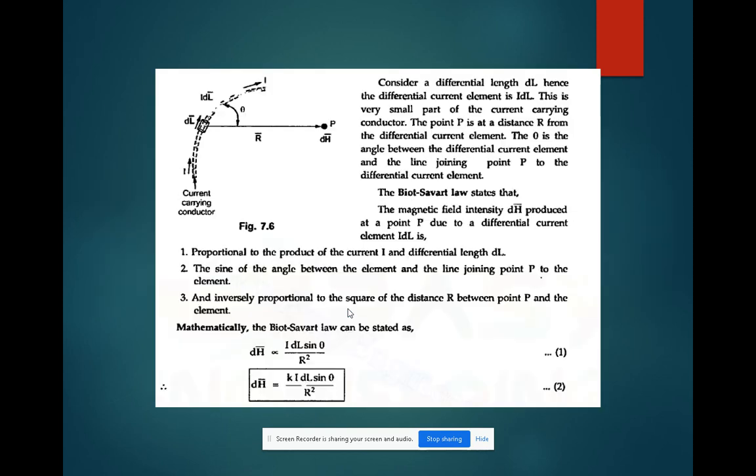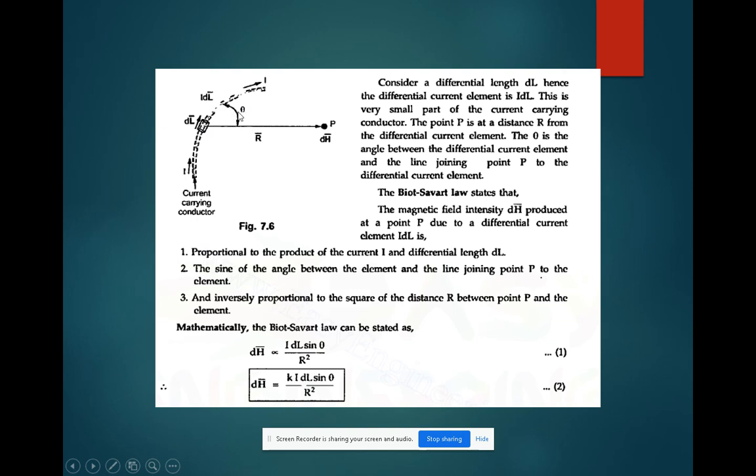The current-carrying conductor is shown in the figure. This acts as a current element with the differential length dl. The current-carrying element can be determined as a differential current element, that is I dl. A very small part of the current-carrying conductor is considered here. The point P will be considered somewhere else in the steady magnetic field at a distance R from the differential current element.